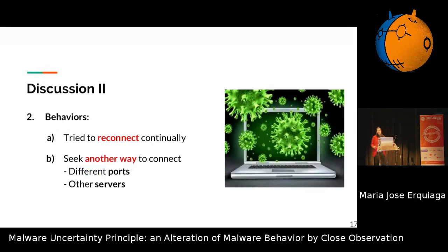When this happened, new behaviors appeared. The first one was that the malware tried to reconnect constantly to the remote server, let's say every minute, and that was why it was generating a lot of traffic. The second behavior we observed is that the malware was seeking other ways to connect by looking for different ports on the same IP, for example 80 or 88, and it tried to connect to different servers, different IPs. That was the change in the behavior of the malware.